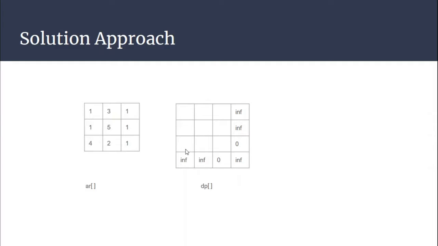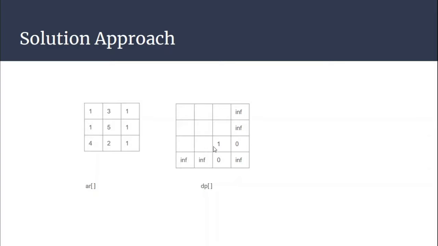We'll start filling the DP array row by row, and within each row column by column. We'll start from the last column and go towards the 0th column. So we'll start filling the last row, but from right to left. First we will fill this cell. The cost of this cell is the minimum of either right or down, which is 0, plus the cost of this cell itself. The cost of this cell is 1, so 0 plus 1 is 1.